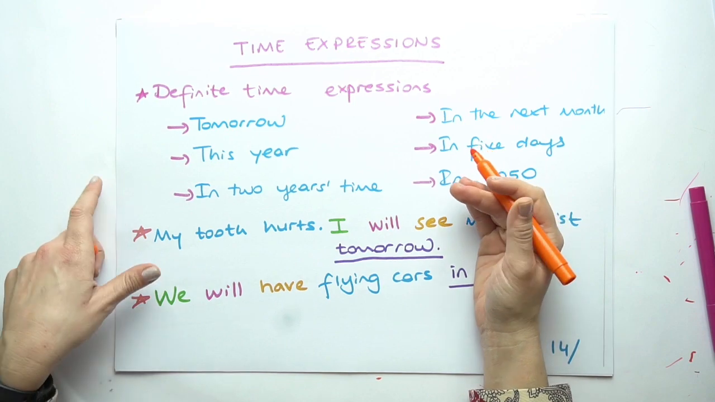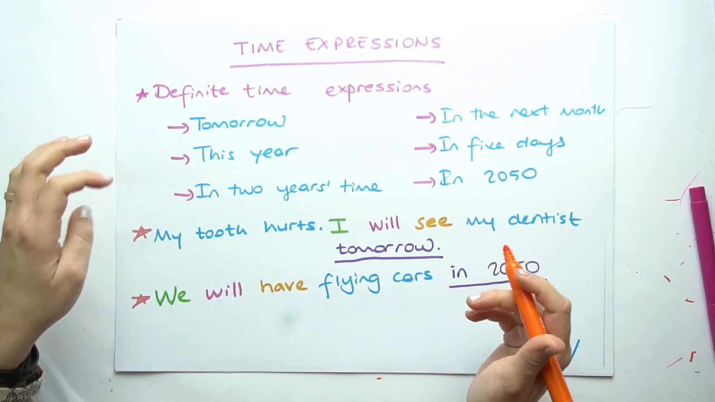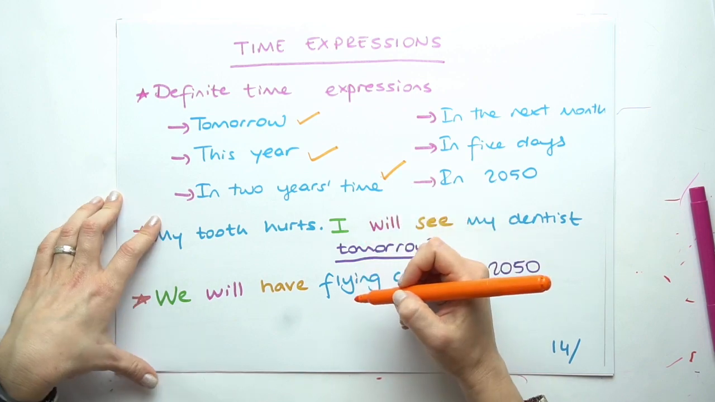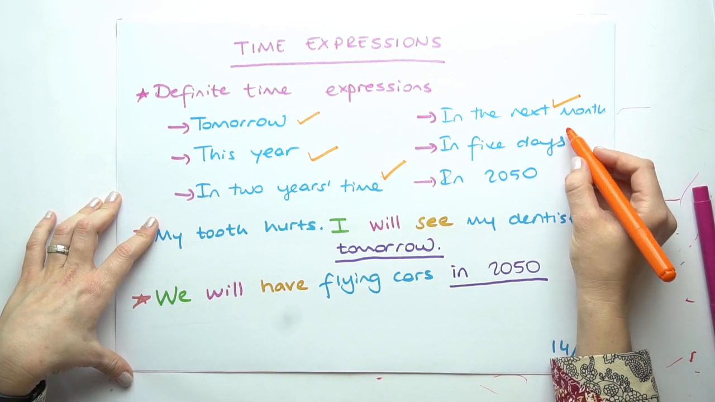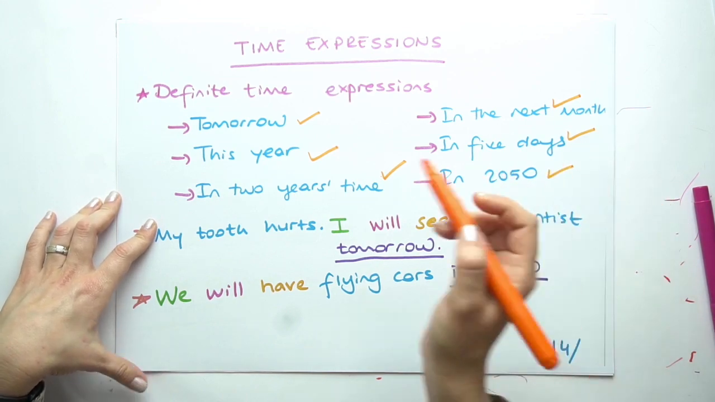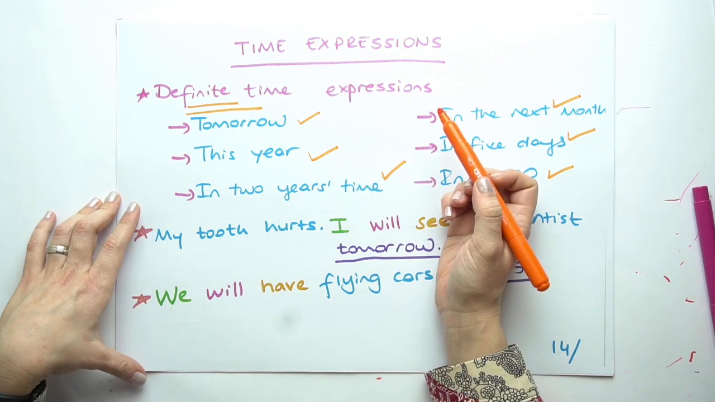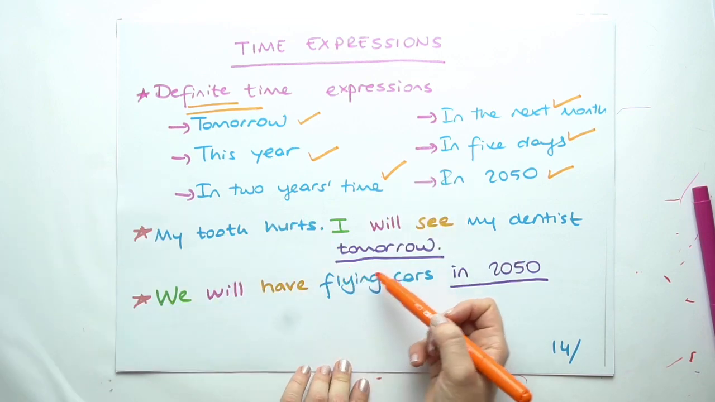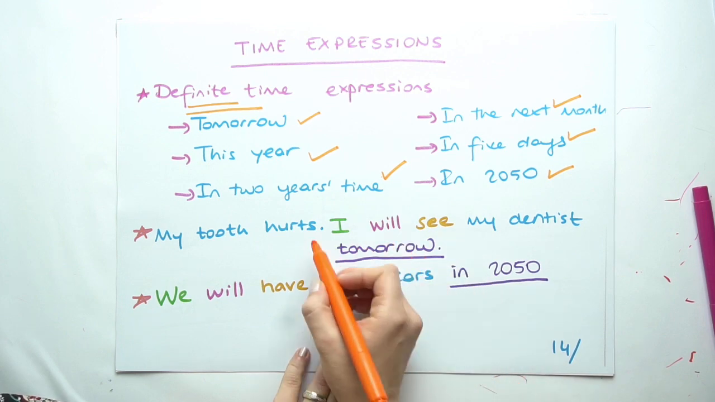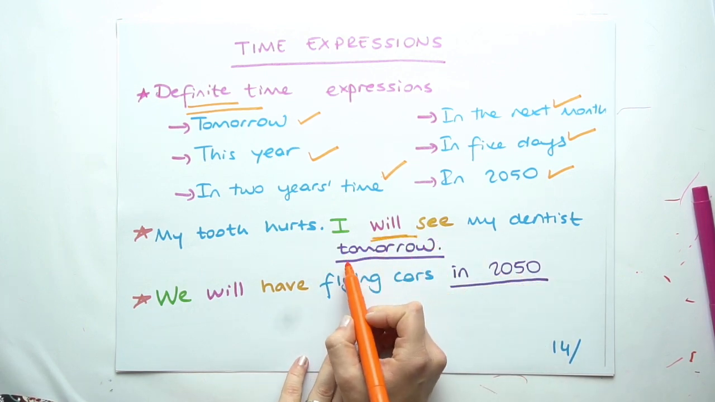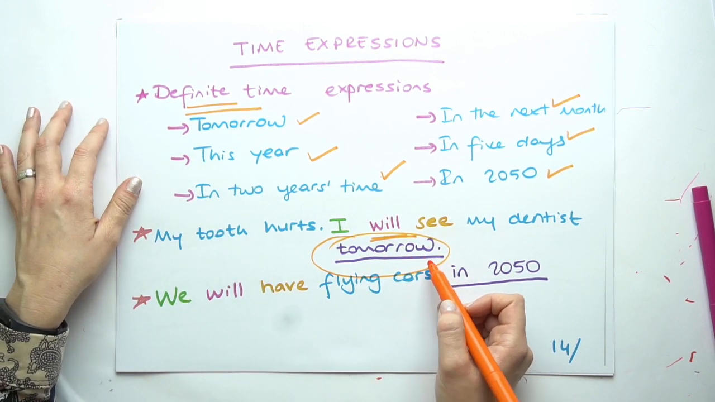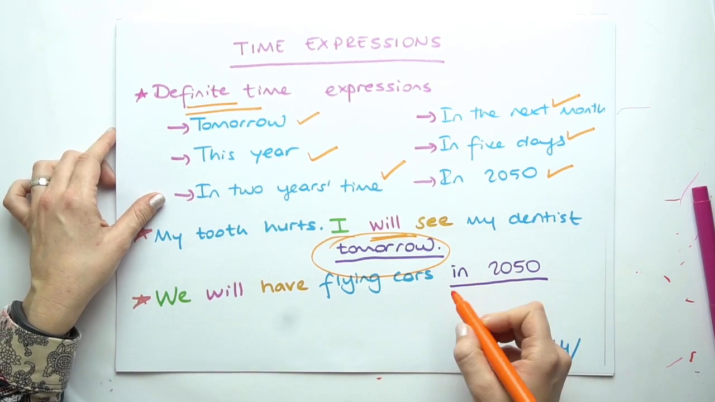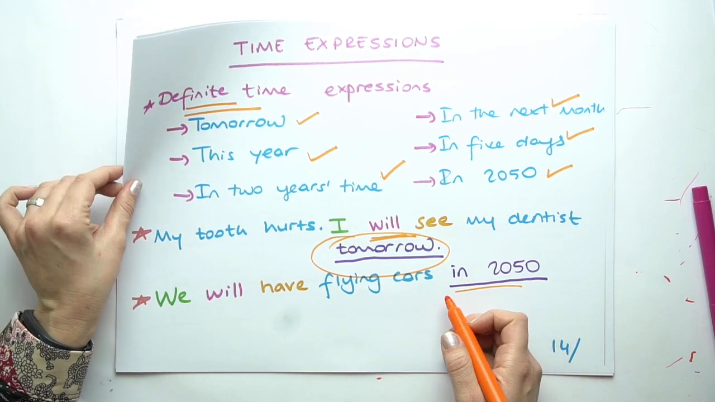Now, time expressions. What are the time expressions that we see for future? These might be tomorrow, or this year, or in 2 years' time, or in the next month, or in 5 days, or in 2050. These are definite time expressions that we use with will or all future tenses. For example, my tooth hurts. I will see my dentist tomorrow. This is what I decide to do, and this is when I plan to do the action. We will have flying cars in 2050. This is not a planned action, but this is what I think.